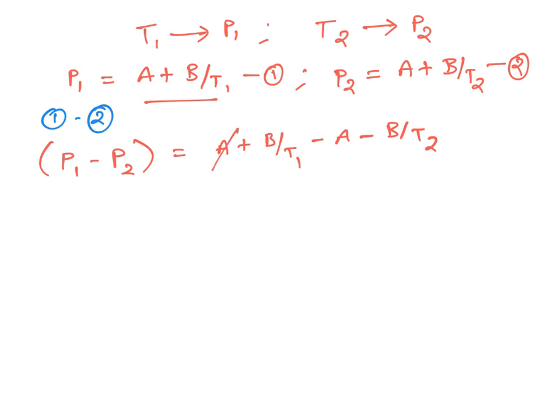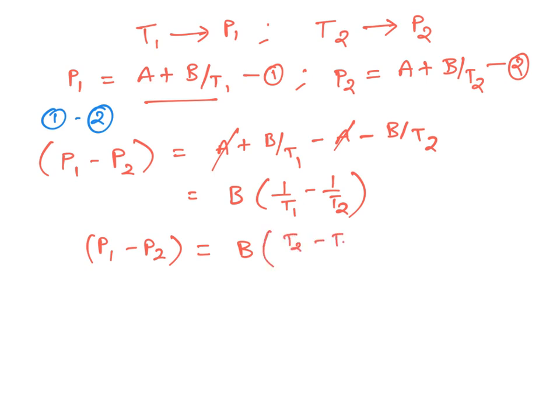So I can cancel A, and what is left is B by T1 minus B by T2. In both cases B is common, so I am taking it common: 1 by T1 minus 1 by T2. And this expression I can write in this fashion: P1 minus P2 equals B times T2 minus T1 by T1 T2.